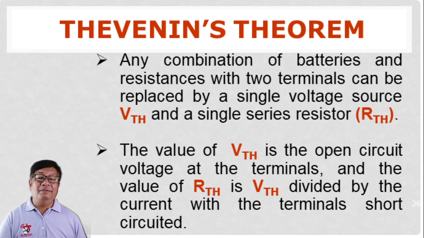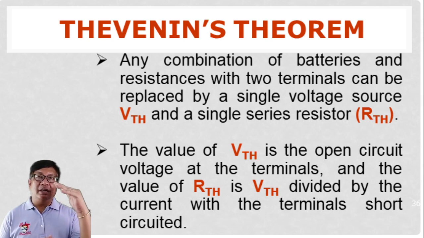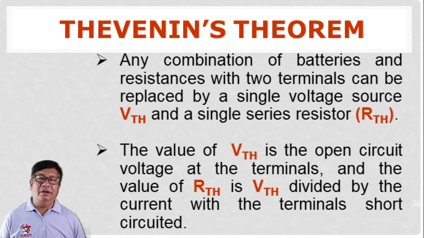So, the value of V sub TH is the open circuit voltage at the terminals, no? And the value of the Thevenin resistance is the Thevenin voltage divided by the current with the terminals short-circuited. Okay. So, in other words, to solve for the Thevenin voltage, i-open circuit natin yung dalawang terminal, the load terminal, then tsaka i-compute natin kung ano ang voltahe doon sa open circuited terminal, sa dalawang terminal.